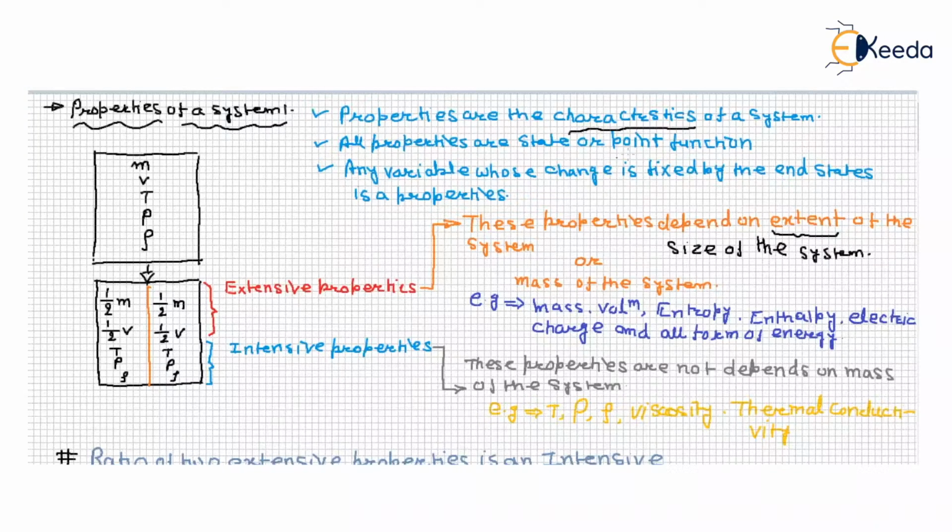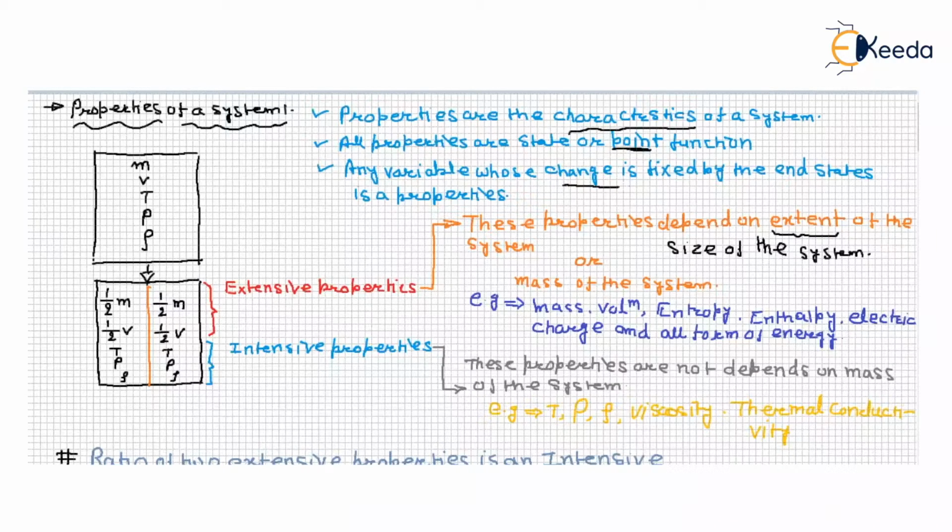See, if the system executes from point 1 to 2 via a process, when it follows some process, it has different states, and all properties are defined as point functions. That means it is a locus. Third point is that any variable whose change is fixed by the end states is a property.